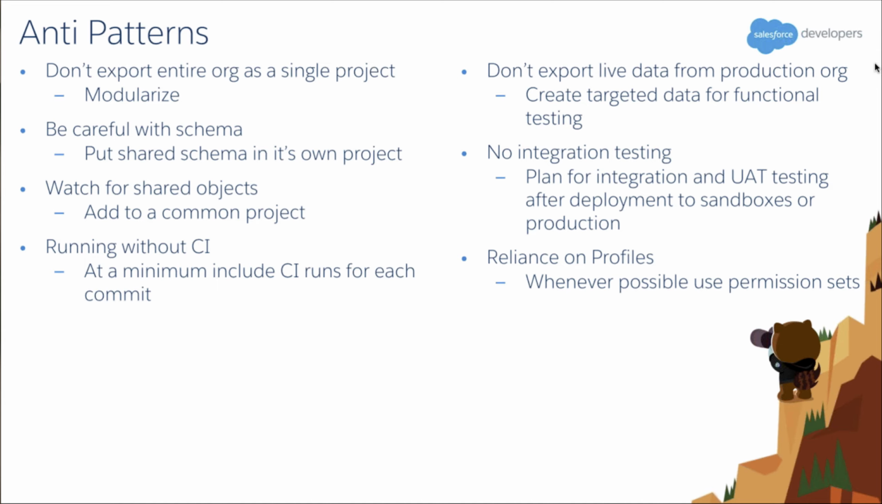The point of CI is to catch errors early. Make sure that things don't stay around long during the development cycle that will cause problems later on. So setting up a CI run is a very important thing, at a minimum on what we call every commit.